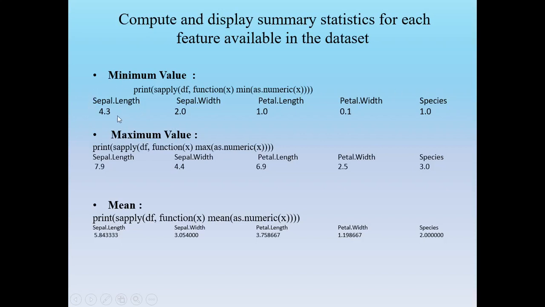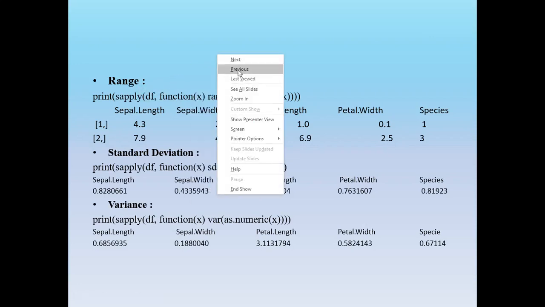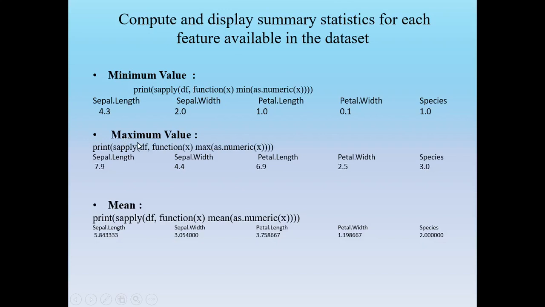The sepal length is 4.3, sepal width is 2.0, petal length is 1.0, petal width is 0.1, and species is 1. This is from the data we get from the CSV file. Once you write this statement in R, you will get the answer. Now for the maximum values, this is the print sapply, same as the minimum value. We are calculating with the help of max only. Again we get the maximum value from the table available in the CSV file.